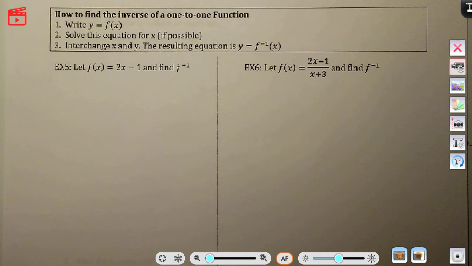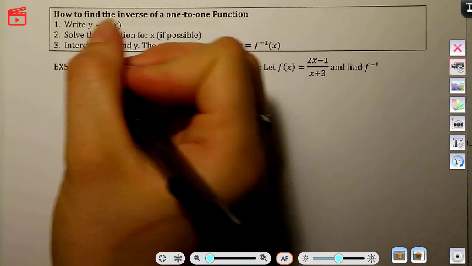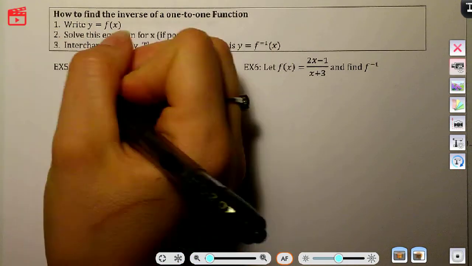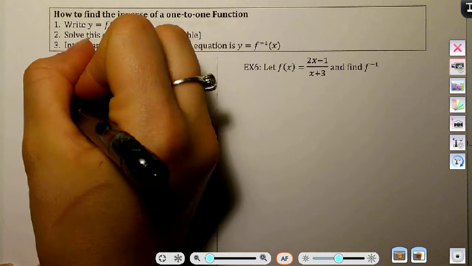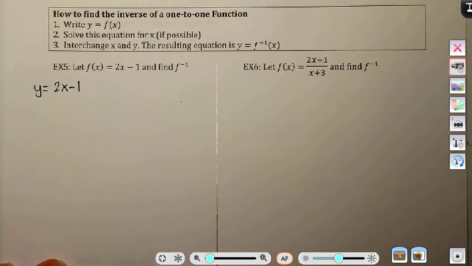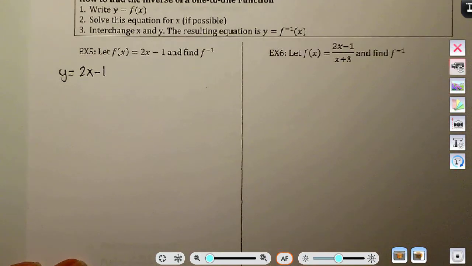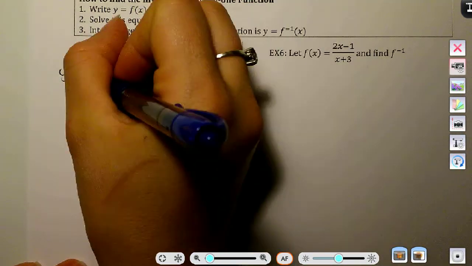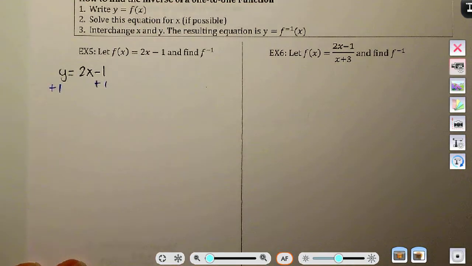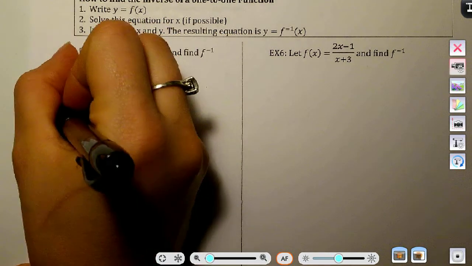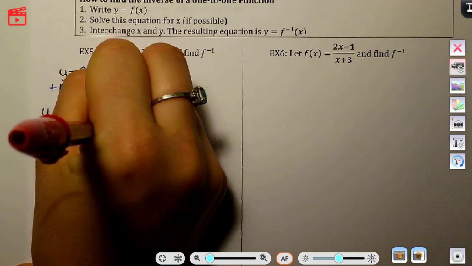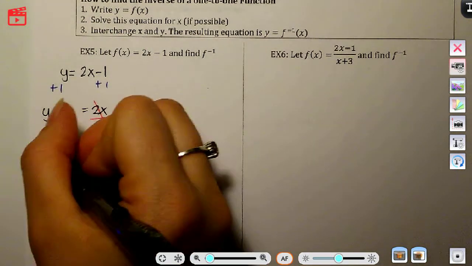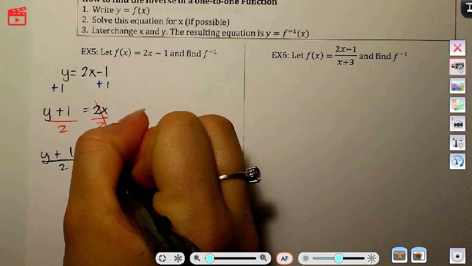Okay, so we're going to go ahead and try and solve for this. I'm going to write y equals f of x. So y equals 2x minus 1. And let's solve for x. So solving for x, add 1 to both sides. So we have y plus 1 equals 2x. Let's divide by 2 on both sides. So y plus 1 divided by 2 equals x.